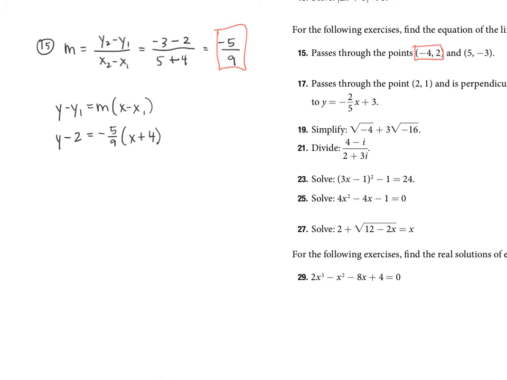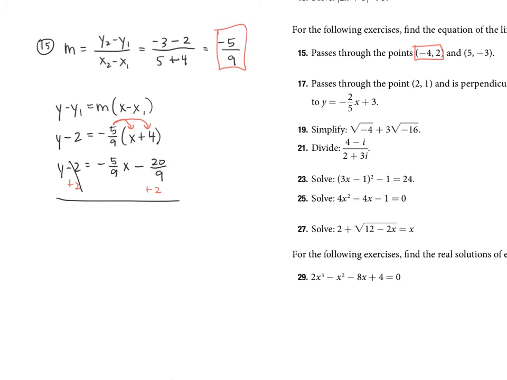And now it doesn't tell you what form you need to write it in. I'm just going to go ahead and write it in slope-intercept form. That means I need to distribute the negative 5/9. So I'll get y minus 2 is equal to negative 5/9 x minus 20 over 9. Now I want to get the y by itself. So add 2 to both sides.